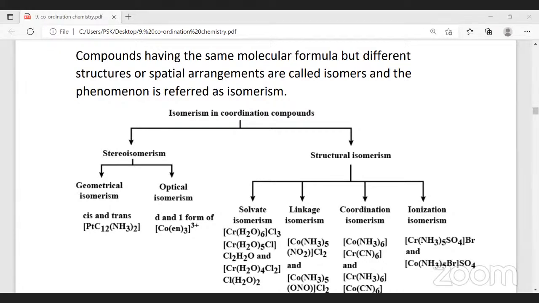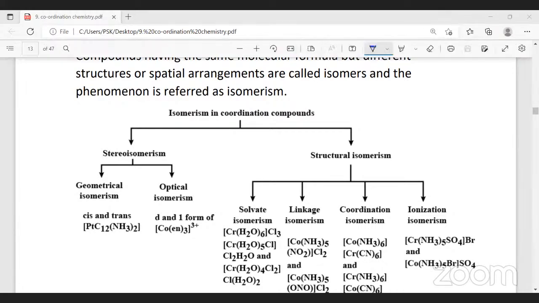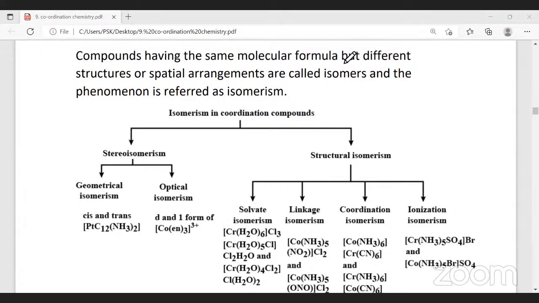Yesterday, we were learning about the nomenclature of the coordination compounds, and we have also started with isomerism, and we finished structural isomerism. Just to have the continuity, we will revise different types of structural isomerism. Now, I'll go fast in explaining the structural isomerism. Now, the first one is called ionization isomerism.